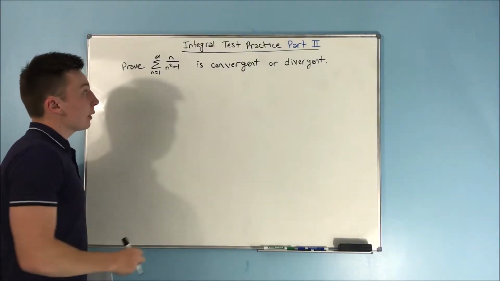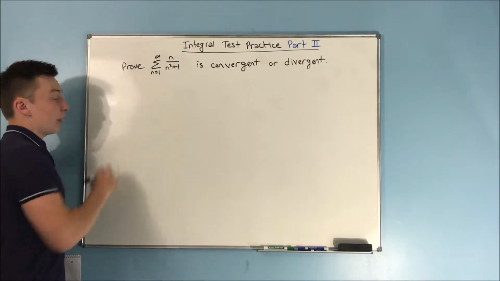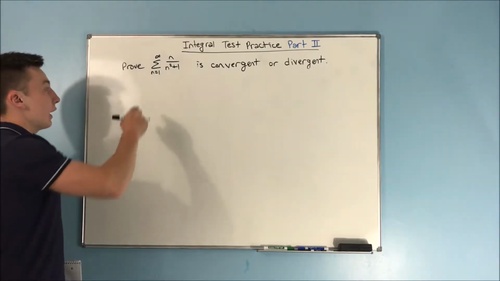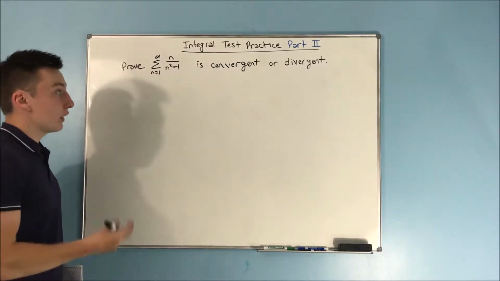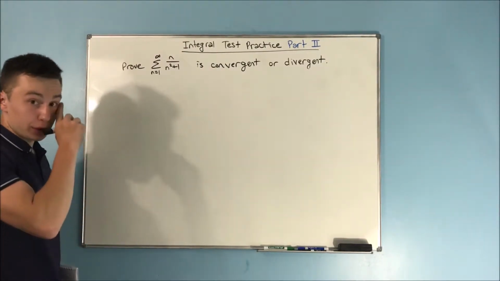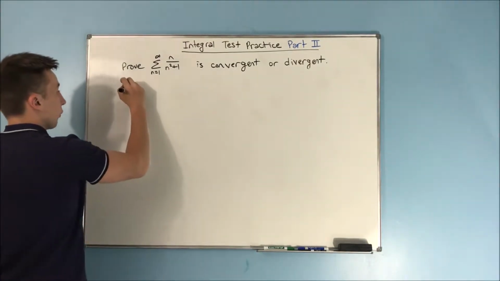All right, so this is going to be part 2 of our integral test practice. Okay, so we have our problem up on the board here. Prove that the sum from n equals 1 to infinity of n over n squared plus 1 is convergent or divergent. Okay, so the first thing that we should do is use our test for divergence.